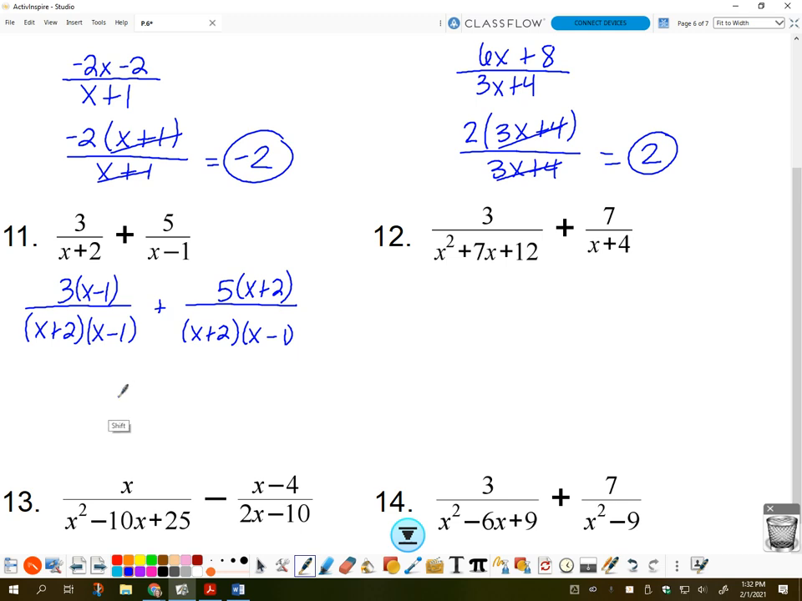To save some space and some time, I'm going to combine these, but I can't combine them until I have distributed. So I'm going to go back up here and distribute, and I know this is 3x minus 3. I'm going to distribute here and say I know this is 5x plus 10. So when I get this numerator right here, I'm going to combine these where I've done the multiply. So I have 8x, and minus 3 plus 10 is going to be 7.